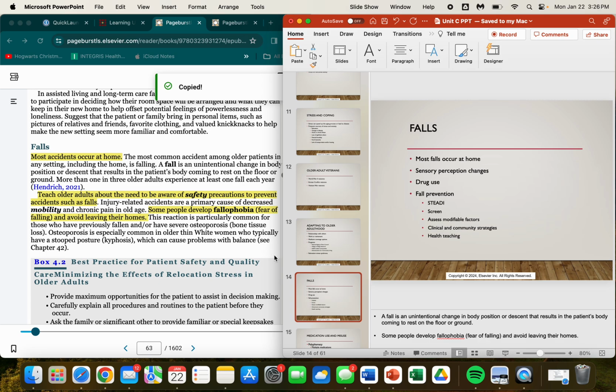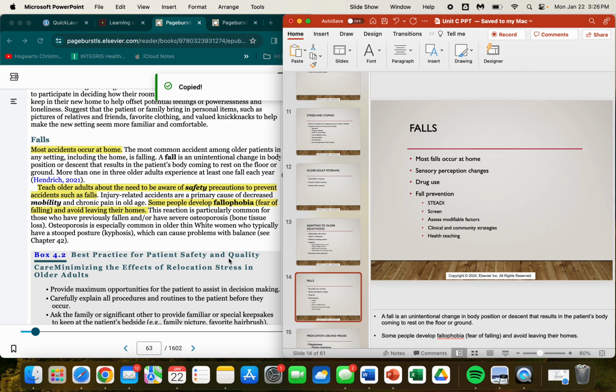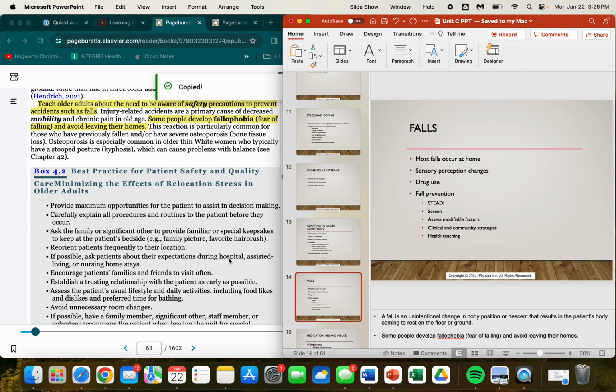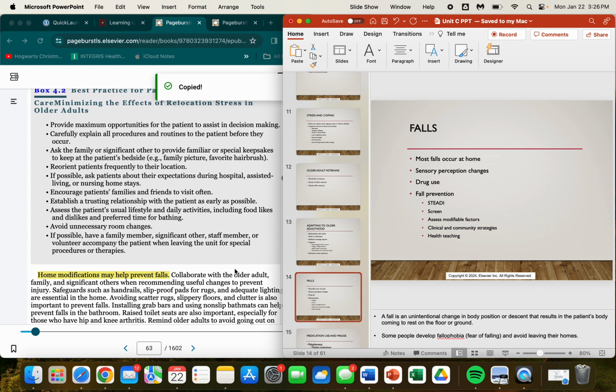We need to be aware of that, not only for their sake, but also for the sake of our health, because we don't want to cause an injury to ourselves either. So we want to make sure that we're going about things appropriately and helping promote mobility safely, so that we don't injure our patients or ourselves.